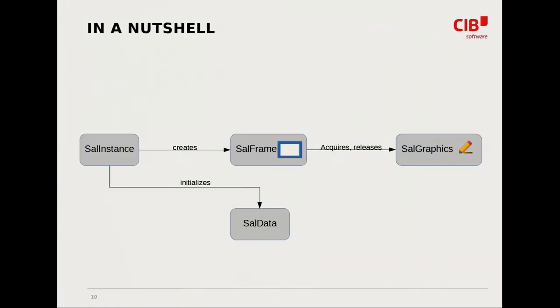And here, once again, some kind of summary. Cell instance is the UI manager, which creates and destroys the cell frames, in other words, the windows. The windows acquire and release the cell graphics so that they can actually display something. And then we, of course, have some cell data, but that's less important at the moment.